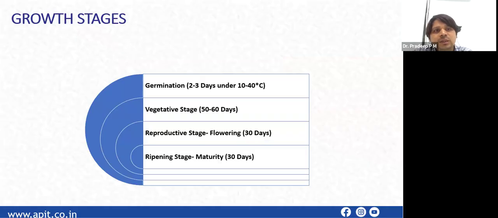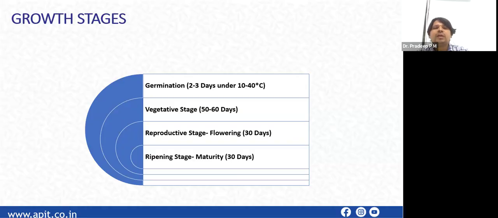So moving to the growth stages. So here you can see there are various stages. We classify them as the germination phase, which is around 2 to 3 days for the sprouts to come. And we have the vegetative phase, where there is maximum growth of the tillers. That means the leaves, and the maximum utilization of the nutrients and water for the crop to grow. That will range between 50 to 60 days.